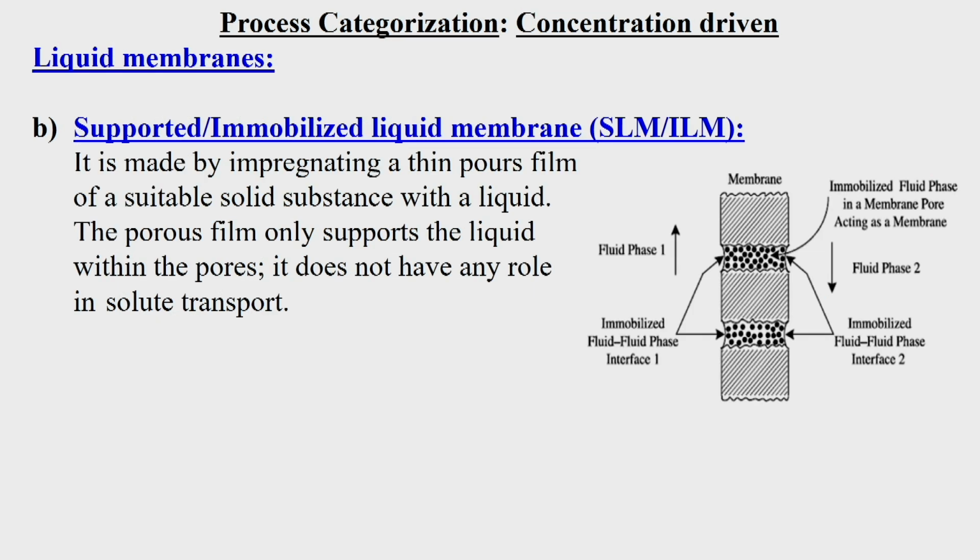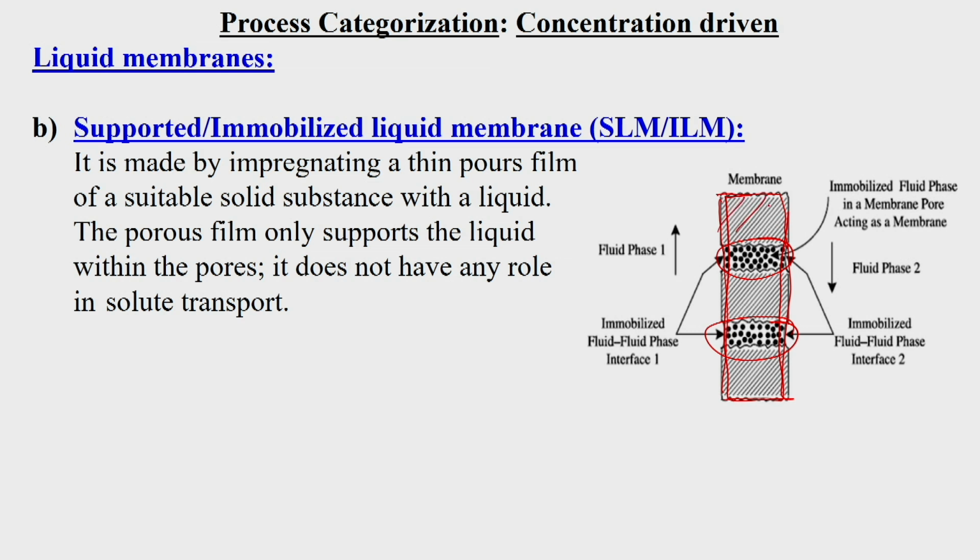Okay. The second type of liquid membrane is the supported or immobilized liquid membrane. This is very simple. Suppose this is the actual membrane and inside this membrane many big pores are there. It is made by impregnating a thin porous film of a suitable solid substance with the liquid. The porous film only supports the liquid within the pores. It does not have any role in the solute transport. Suppose this is the supported liquid membrane.